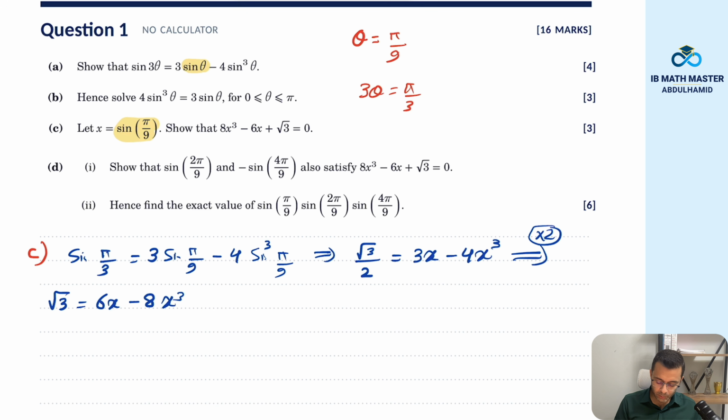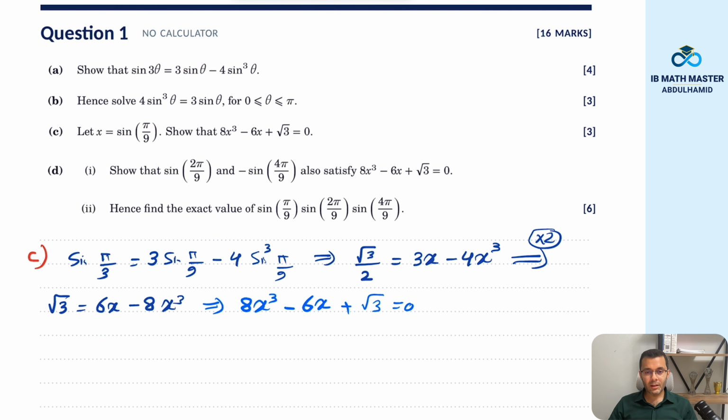Now, in the resulting equation, move all of these to the left. The negative 8x cubed will become positive 8x cubed, and then minus 6x, and then plus root of 3 equals 0. And as you see, really, it's the same exact polynomial we need to show. So with this, we did part C.